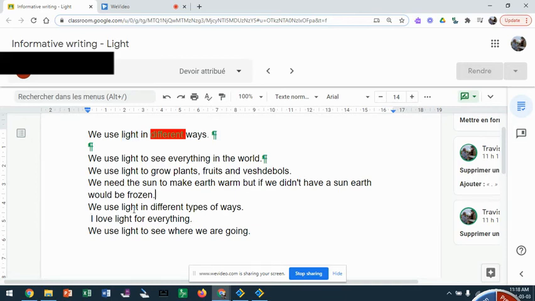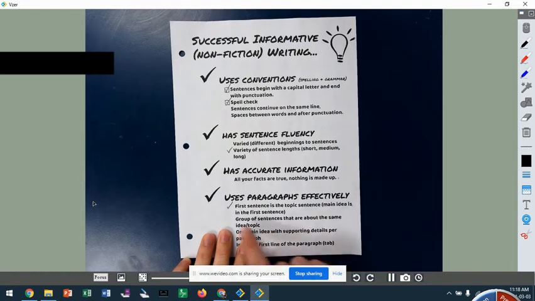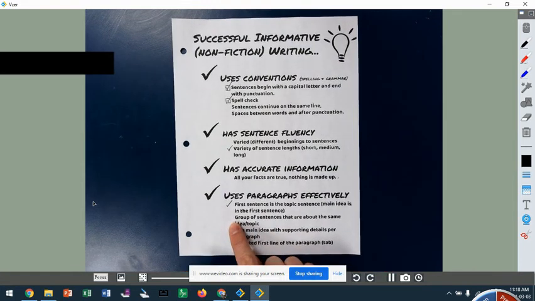Let's go to the next one. We use light in different types of ways. Okay, it does have to do with that. What do you notice about that sentence? It's pretty much another topic sentence. So maybe that one doesn't have to be included in his final product. I love light for everything. Does that have to do with it? Not quite, really. So he's not ready to check this box just yet. But just a little bit of work, and he will be able to.